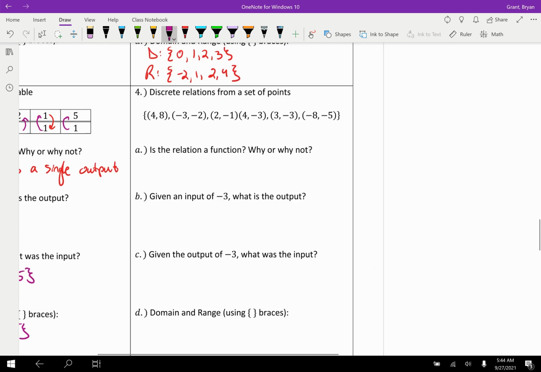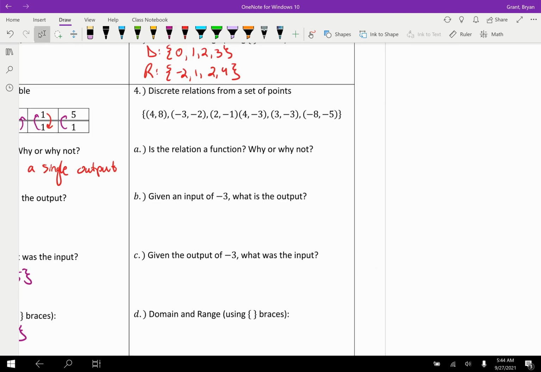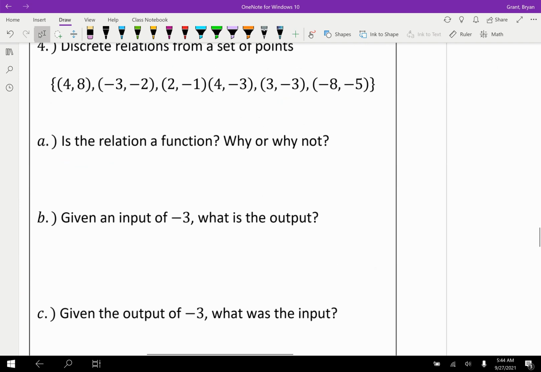Moving on through. Alright, this is now a discrete relation from a set of points, so it looks like I have 1, 2, 3, 4, 5, 6 points. Is this a function, y or y not? Let's check each of the x's.